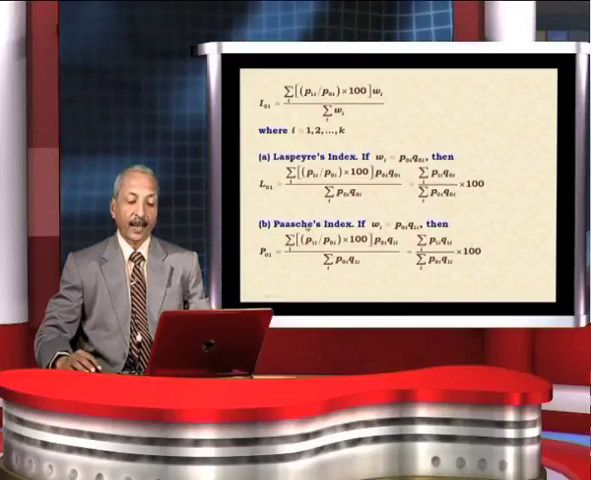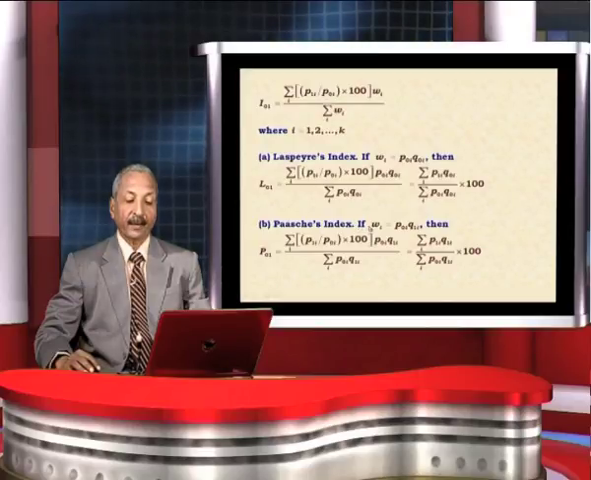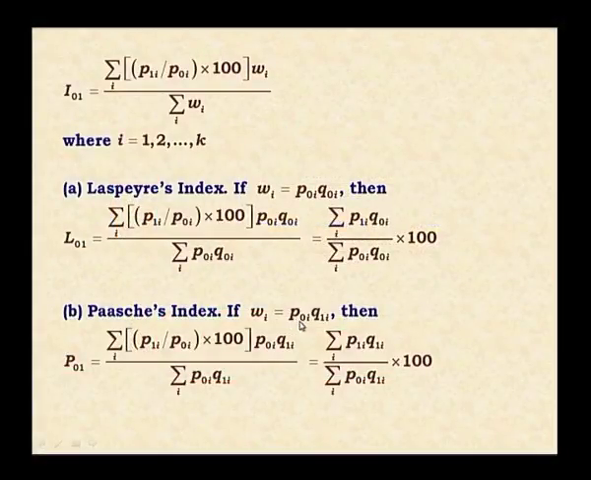Now, in case of the Paasche index number, we take the value of Wi equals P0i times Q1i, and the formula given by Paasche we denote here by P01. On simplification this gives sigma P1i times Q1i divided by sigma P0i times Q1i multiplied by 100.